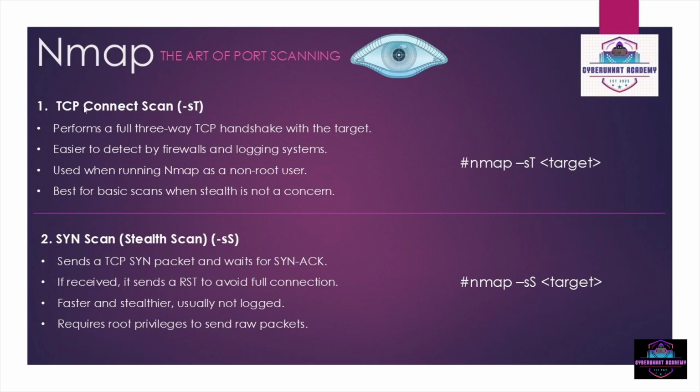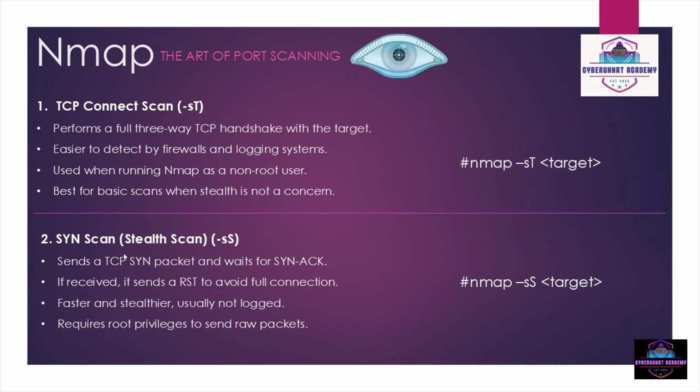The first topic to discuss here is the TCP Connect scan. It performs a full three-way TCP handshake with the target. It is easier to detect by firewalls and logging systems. Use it when running Nmap as a non-root user, for a basic scan when stealth is not a concern. It can also flood your network because of the TCP handshake. We'll see the syntax during the practical also: nmap -sT and your target IP.